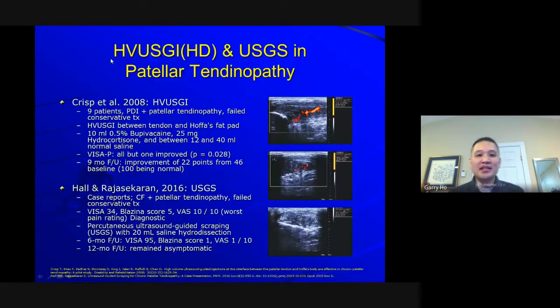Other studies looked at the same approach to different tendons. And I think there's something to be said about tendons near fat pads that was mentioned by Dr. Holsapple earlier. Tom Crisp and his colleagues, as well as Mederic Hall and his colleagues in 2008 and 2016, respectively, looked at ultrasound-guided high volume hydrodissection for the same techniques, and scraping. The same techniques applied to the patellar tendon and Hoffa's fat pad, and likewise found favorable results for pain and function both at 9 months and at 12 months, respectively.